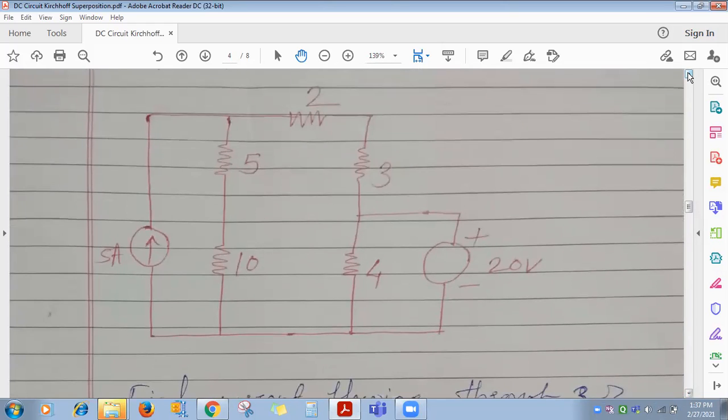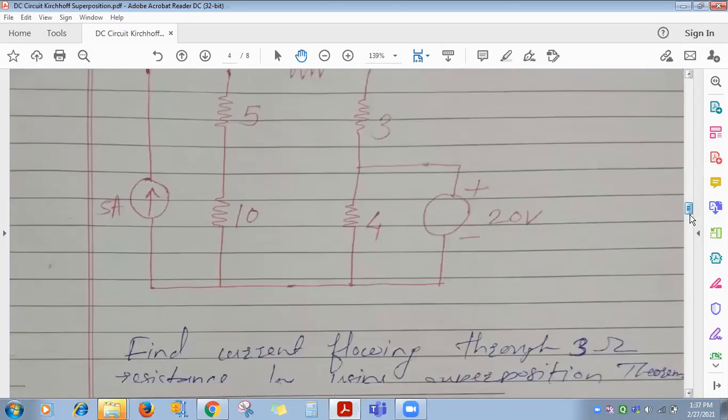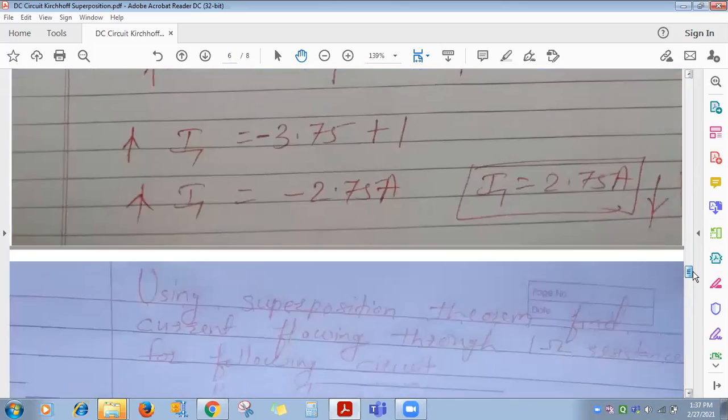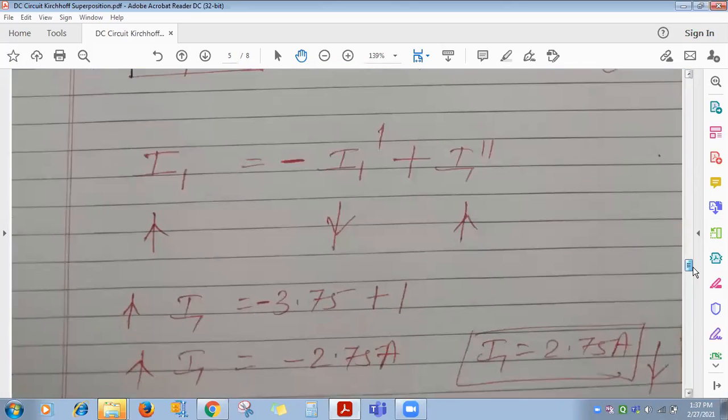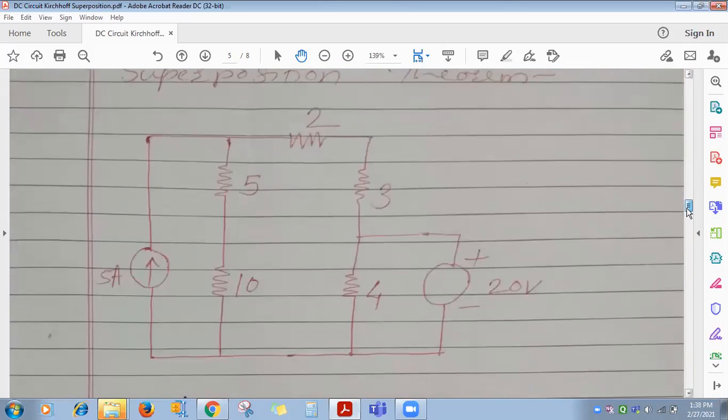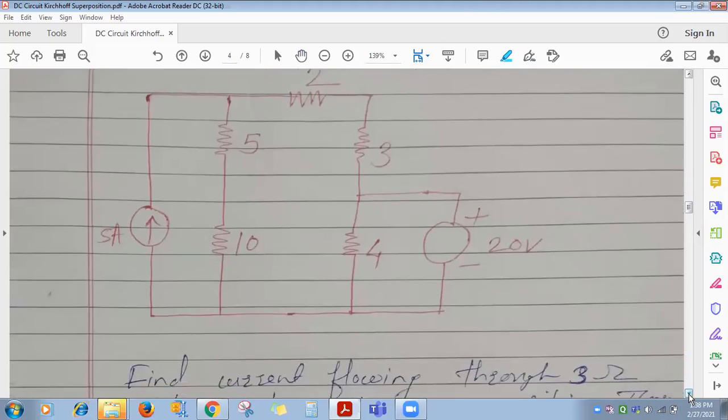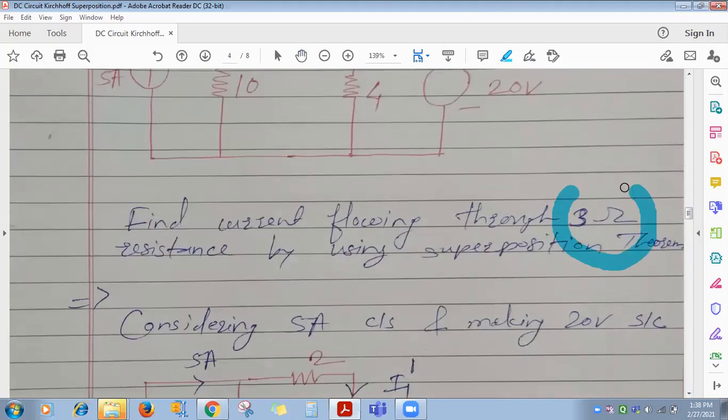So what do we have to do? First thing is, we have to consider single sources at a time. Open 20 volt. You have to consider a single source at a time. Before that, in this original circuit, what is the load resistance? The current you have been asked to find is through what? 3 ohm resistance.